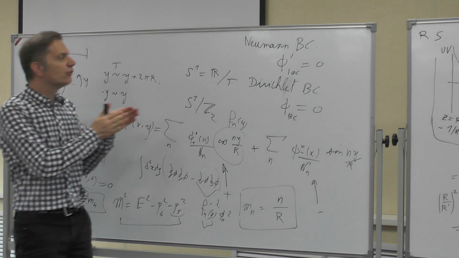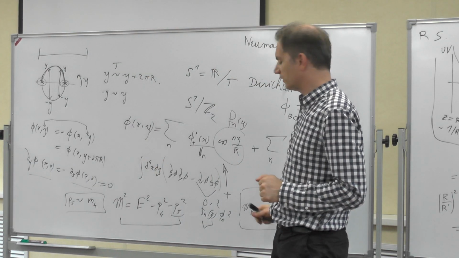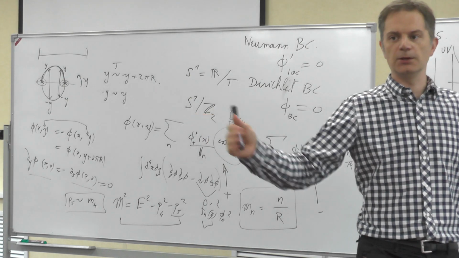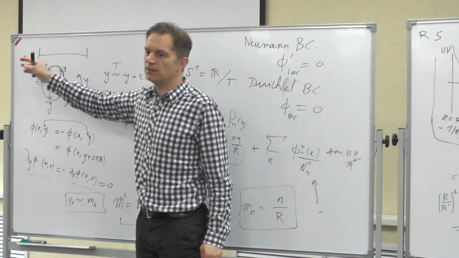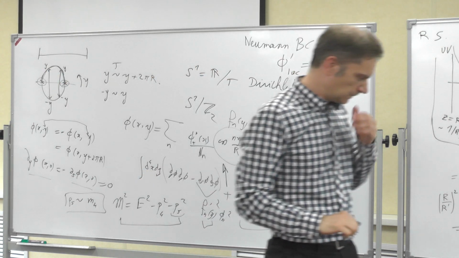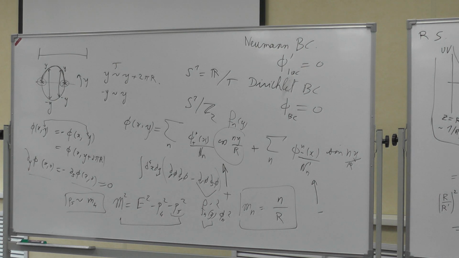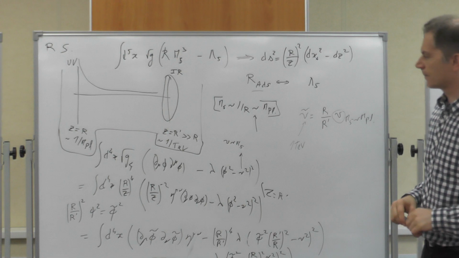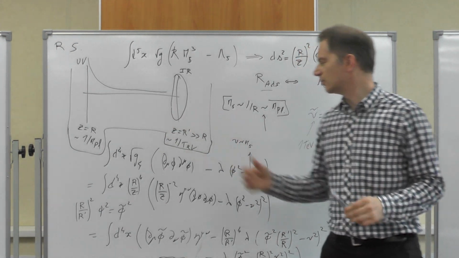So this means that really, if all the fields propagate into the extra dimension, the size of the extra dimension has to be much smaller than in the case that I discussed before, this ADD scenario where only gravity was allowed to propagate. The situation is slightly different, actually, in AdS space. Well, even though at the end of the day, the size is also 1 TeV.